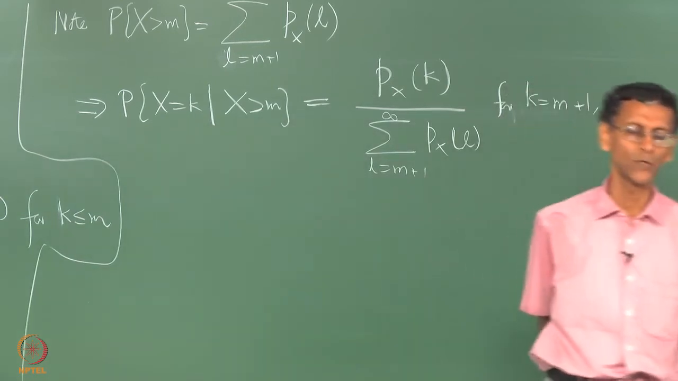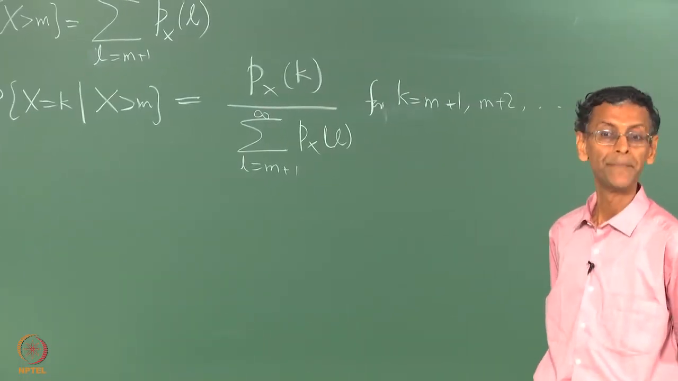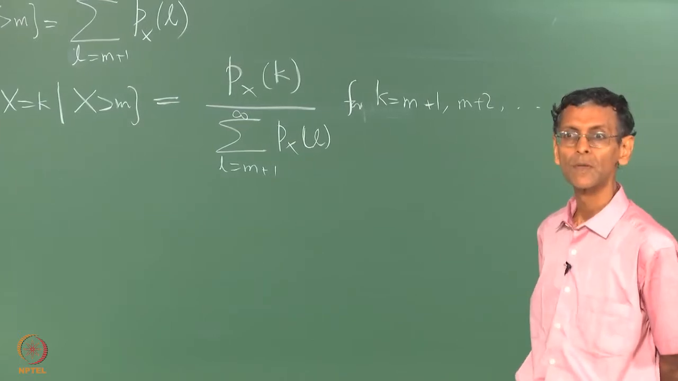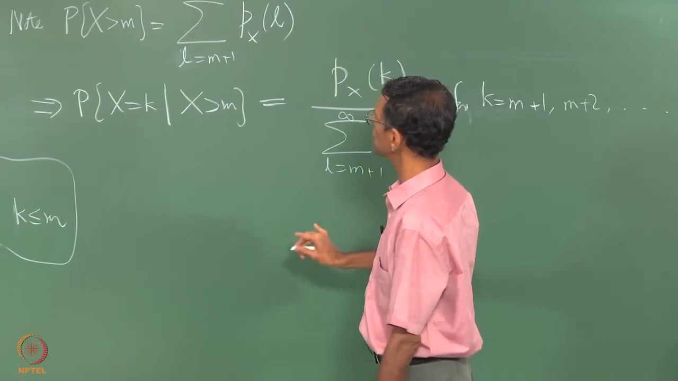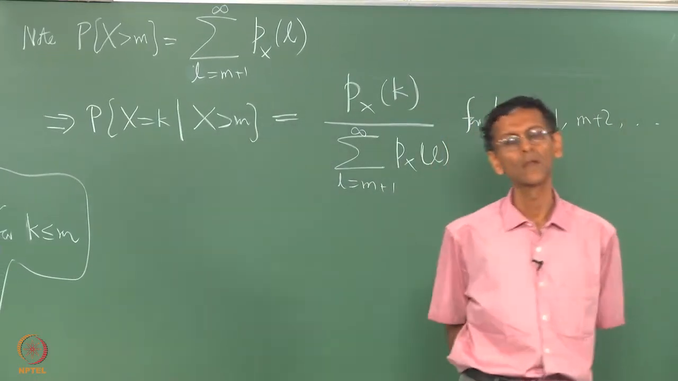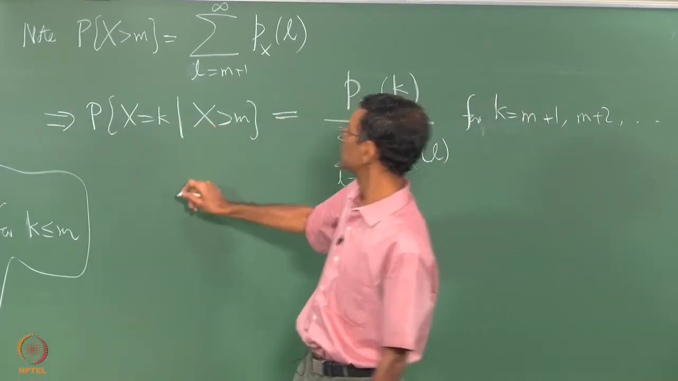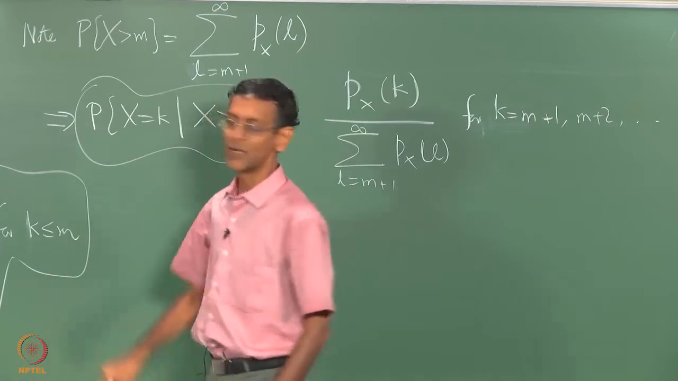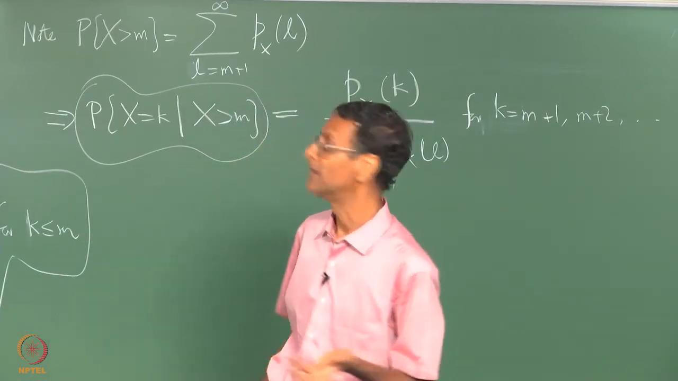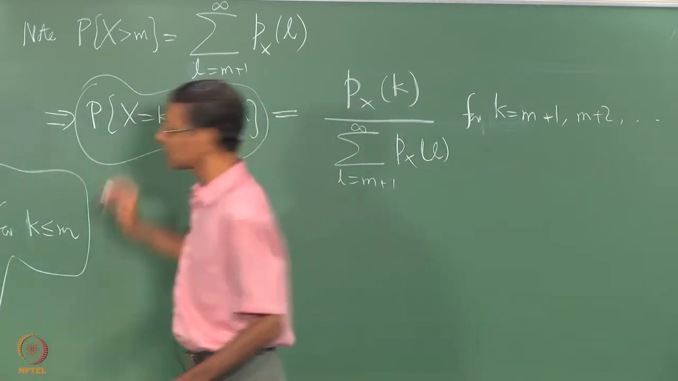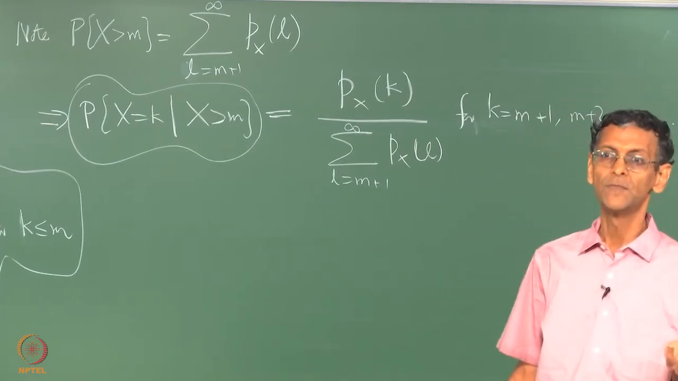And it is 0 for k smaller than or up to m. In the geometric case, what happens? No, before that let me introduce some notation here. The notation we need to use is, if you look at this, this is a function of the index k, or the parameter k. So if you consider the collection of all these conditional probabilities, it is called the conditional PMF.